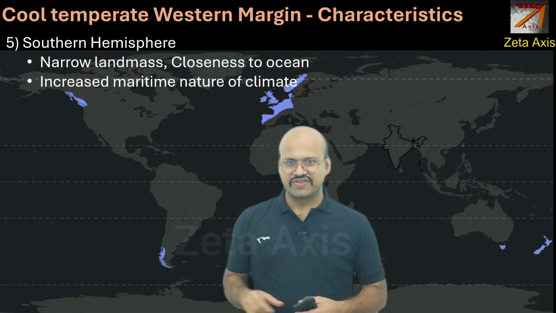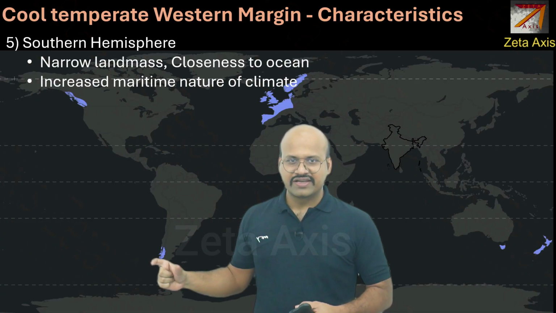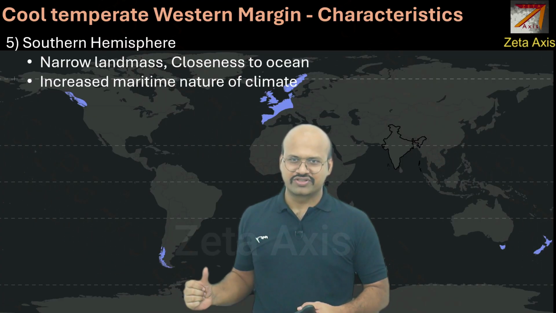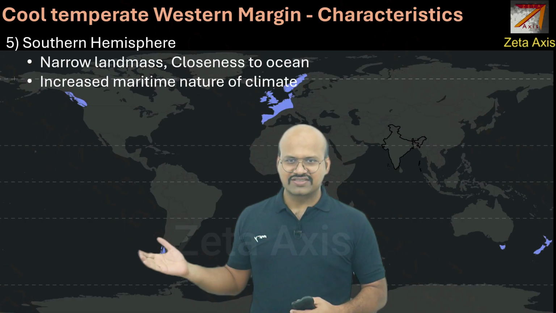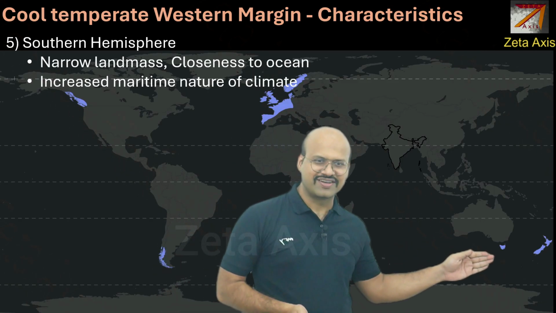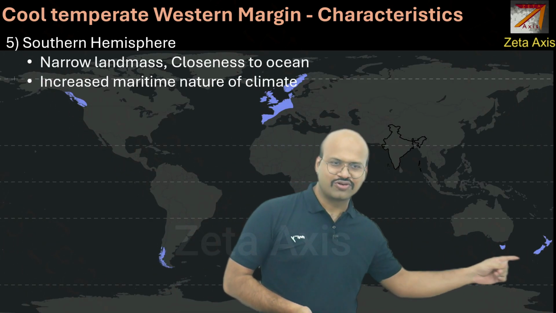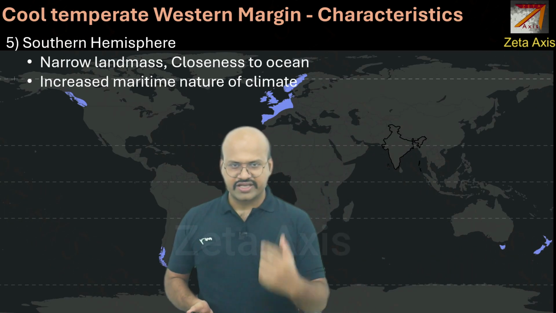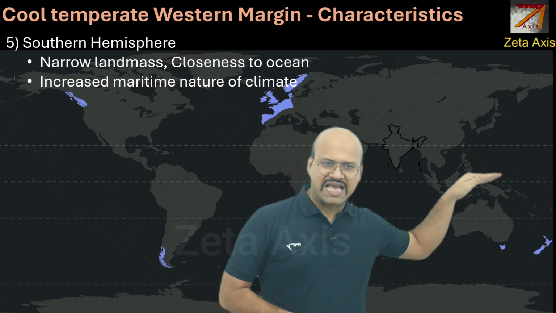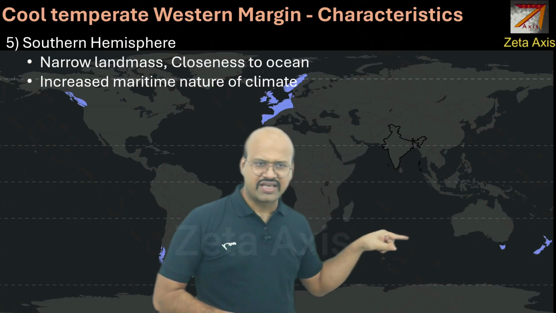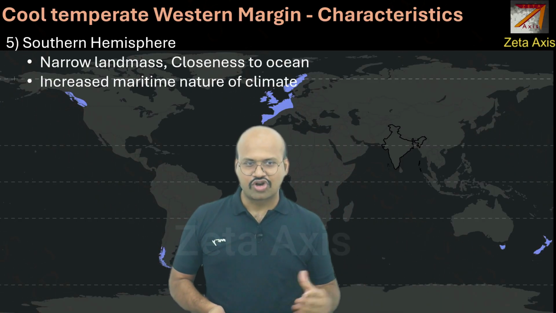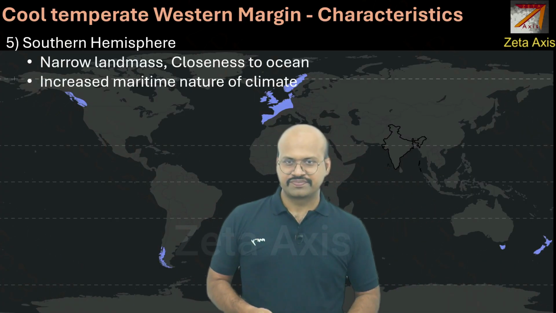Then in southern hemisphere, we see narrow landmass and its closeness to ocean, because the landmass is very narrow over here. It is very close to the ocean, and therefore it increases the maritime nature of the climate over here. Similarly, we can see here we have Tasmania and New Zealand, so they are also surrounded by ocean. So we can see that the influence of ocean moderates the temperature over here. Even though they are at very high latitudes, you can see that they are close to 40 degrees. Still you will see that the temperature here are not extreme because of the effect of oceans over here.